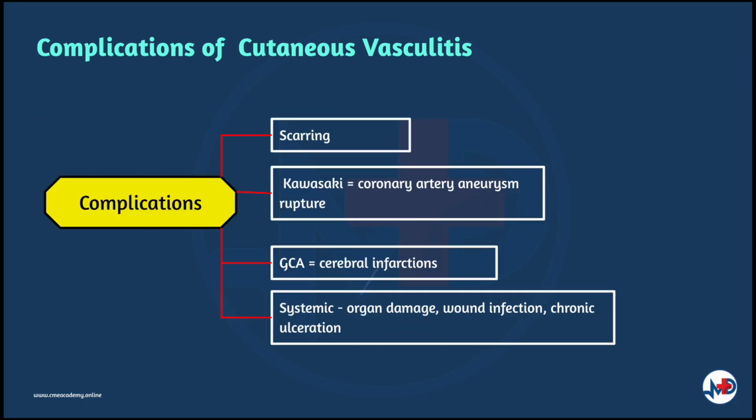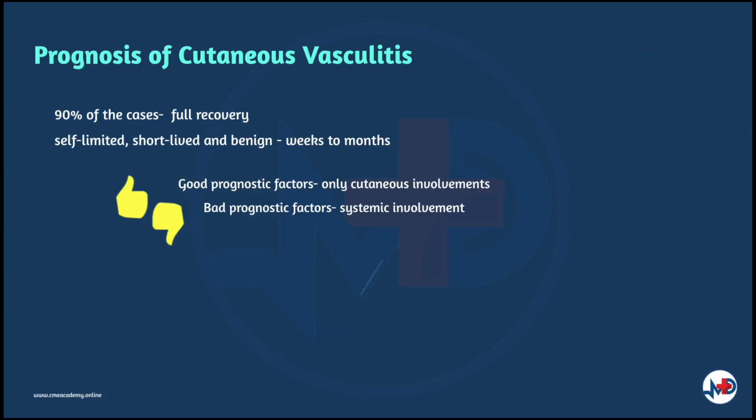The main acute complication would be scarring on the skin, whereas long-term complications would be dependent on the type of cutaneous vasculitis. For example, in the case of Kawasaki, complications include coronary artery aneurysm rupture, or in giant cell arteritis, a complication would be cerebral infarctions. If there is also presence of systemic vasculitis, then the long-term complications would be organ damage, wound infection, and chronic ulceration. Prognosis-wise, 90% of the cases have a good outlook with full recovery.